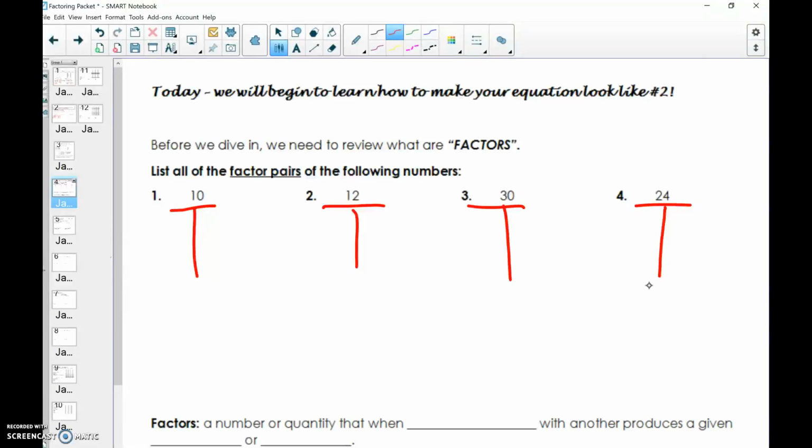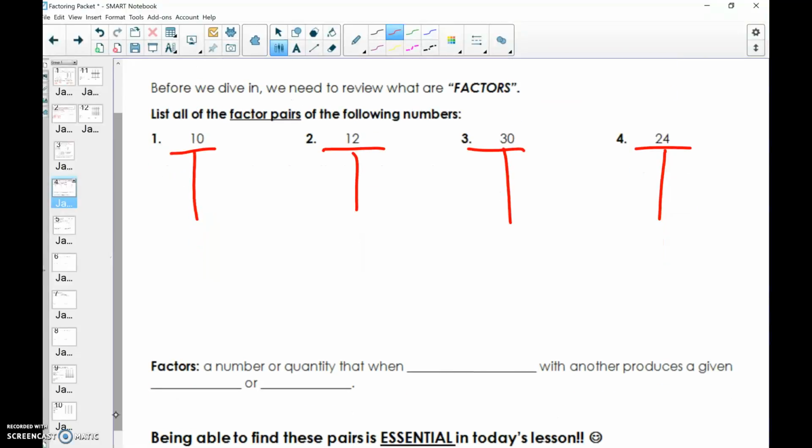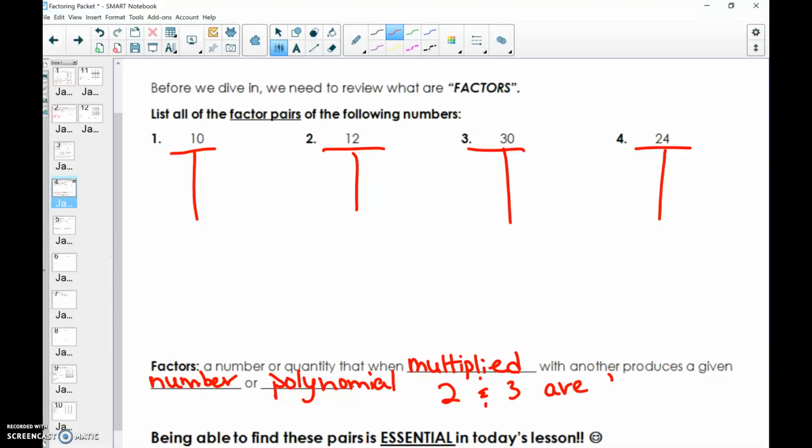So factors really are just, go to the definition at the bottom, a number or quantity that when multiplied with another produces a given number or polynomial. And I'll give you an example of this. So 3 times 2 gets me to 6. That means 3 and 2 are factors of 6 because they can be multiplied to get that number. So keep that in mind, that definition.